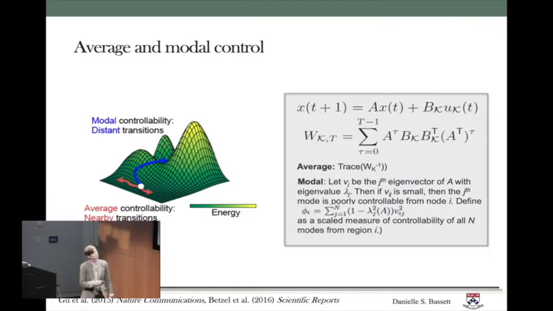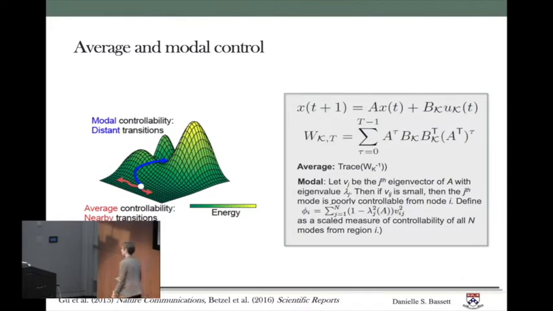So let V sub j be the jth eigenvector of your adjacency matrix. It has a particular eigenvalue lambda j. Then if the element V_ij is small, so that's the ith element of this vector V_j, that means that the jth mode of the system is very poorly controllable from node i. Now what we can do with that intuition is that we can actually go across all n modes of the system to ask whether node i is capable of perturbing all of them. And so that's this one here. So here's the sum over all n modes of the system. And this expression critically has the V_ij squared at the back. And that provides a measure of the controllability of all n modes from region i.